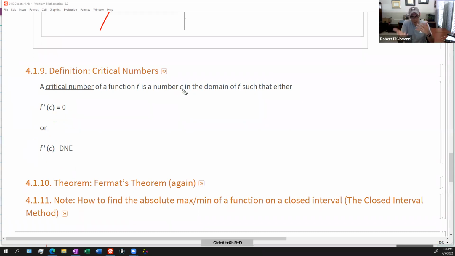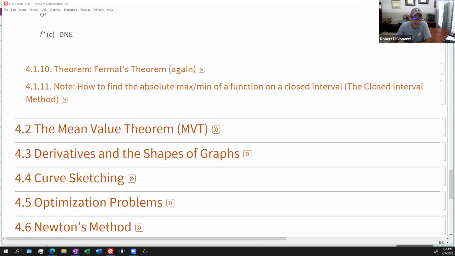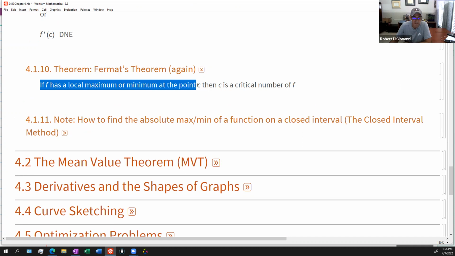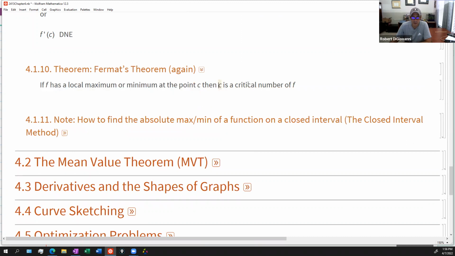Now, why are critical numbers important? Why do we want to know about them? What role do they play? Well, look at the next theorem, the one that's important. This is the big one right here. Here's the theorem. If f has a local maximum or minimum at a point c, if it does, then c is a critical number of f.